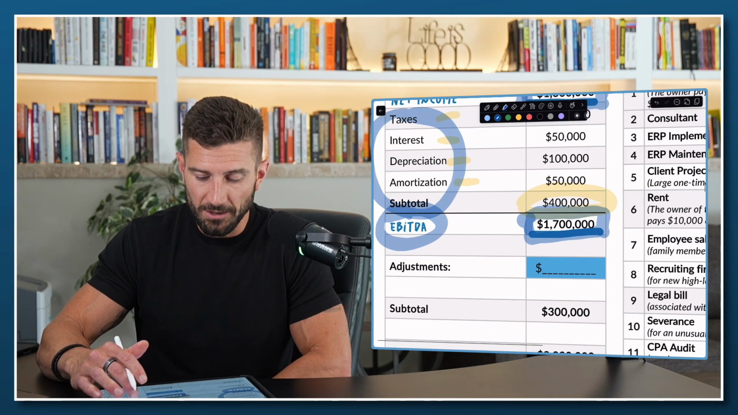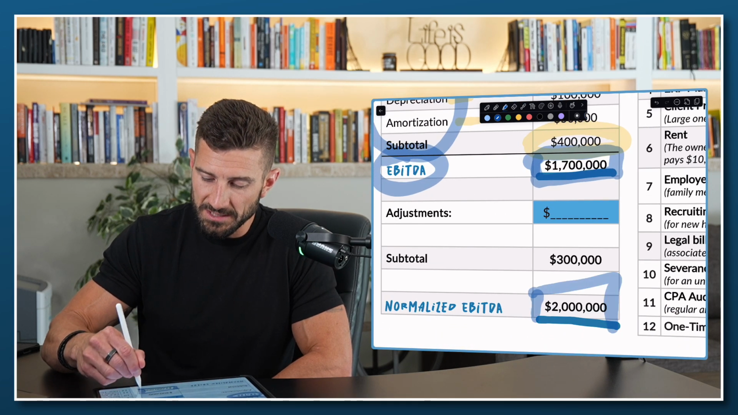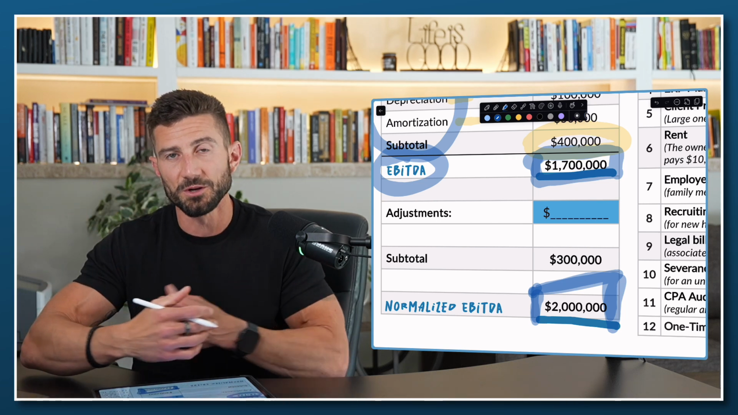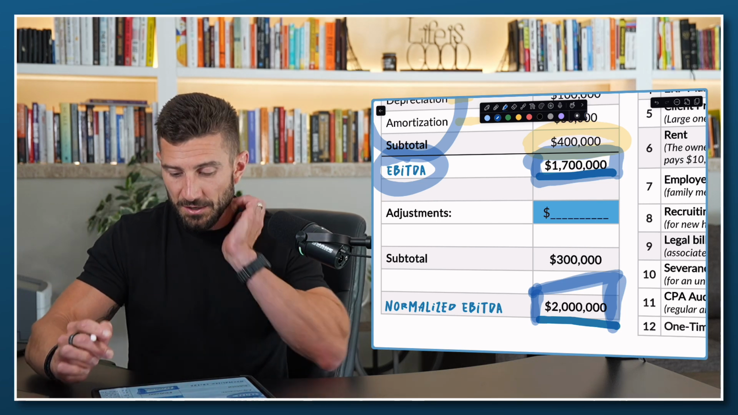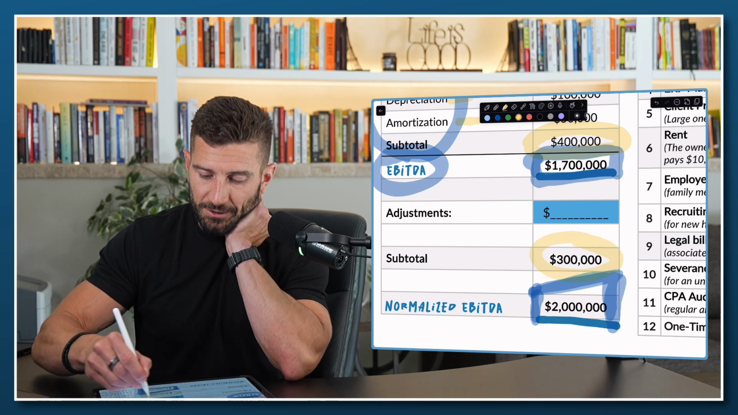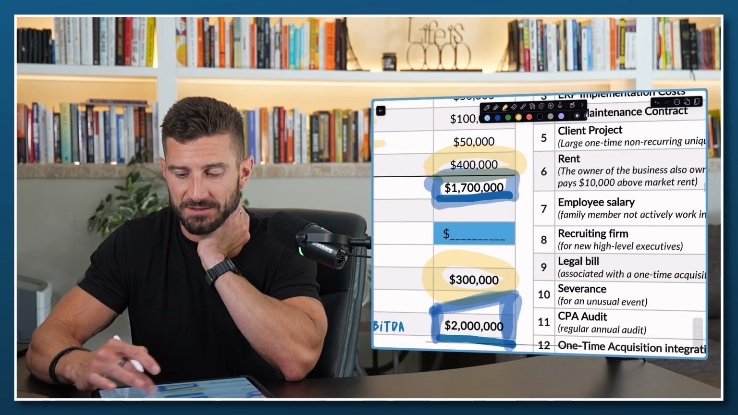But then we go down and we say, okay, well, how am I going to get to 2 million in normalized EBITDA? Which is, I'm going to break down a bunch of examples and compare two companies in this, is normalized EBITDA. Well, there were all these adjustments right here that we need to quantify. Why were they one-time expenses?